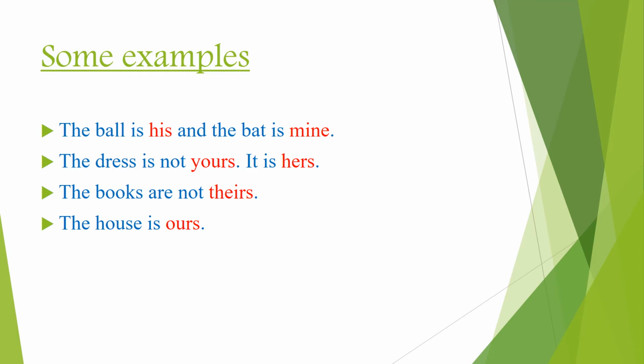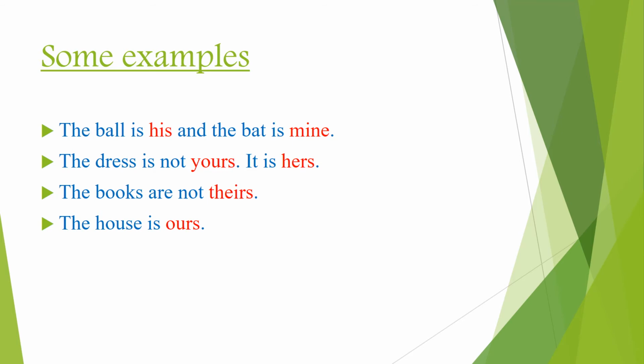Sentence number 2. The dress is not yours, it is hers. So I am again speaking the sentence but I am not mentioned in the sentence. I'm saying that the dress is not yours. The second person pronoun is yours, but the dress is hers. It is the third person pronoun. Hers becomes the third person possessive pronoun.